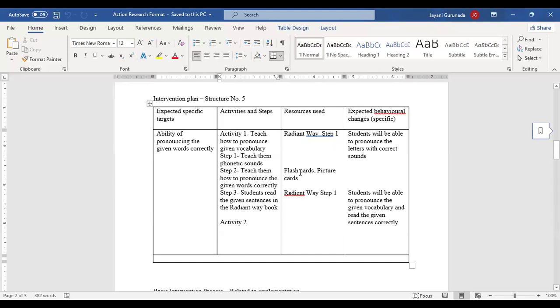So these are the resources: Radiant Way step 1, flashcards, picture cards, like that. Then the expected behavior: students will be able to pronounce the letters with correct sounds. Students will be able to pronounce the given vocabulary and read the given sentences correctly. If we give the words, they should be able to pronounce them correctly through these activities.